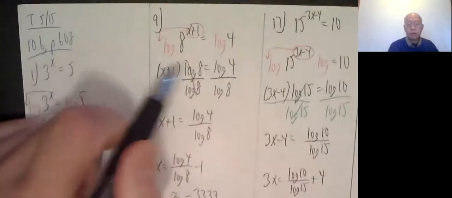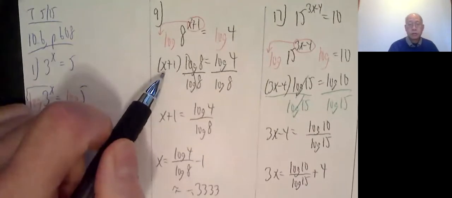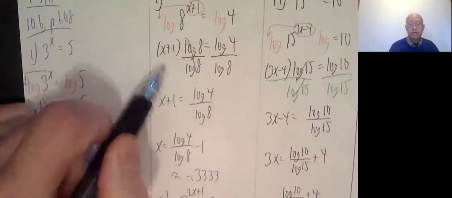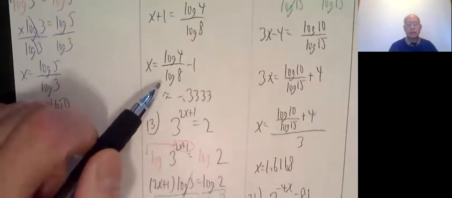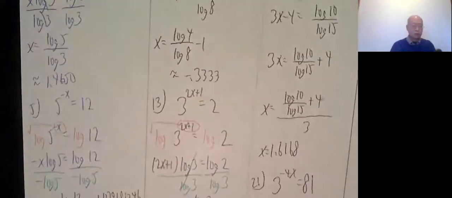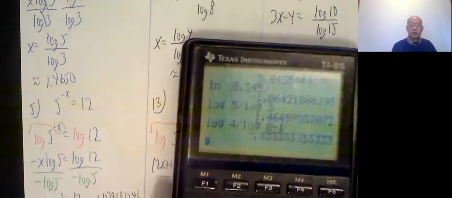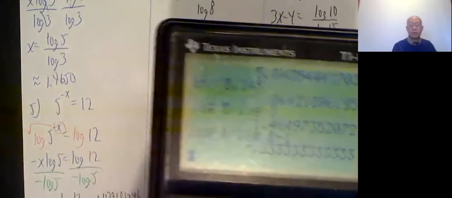Okay, method 2 with a calculator. Again, log both sides. Then x plus 1 gets to come down in front. Okay, x plus 1 times log 8 equals log 4. Divide by log 8. So x plus 1 is log 4 divided by log 8. And then subtract 1. So x is log 4 divided by log 8 minus 1. Okay, so I'm going to go log 4 divided by log 8 and then subtract 1. So there it is, log 4 divided by log 8, minus 1. Negative 0.333, repeating, that's negative 1/3.